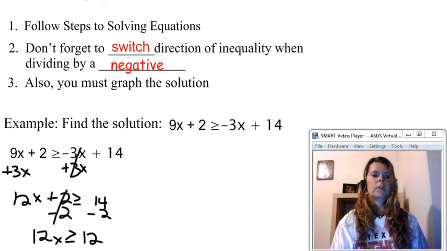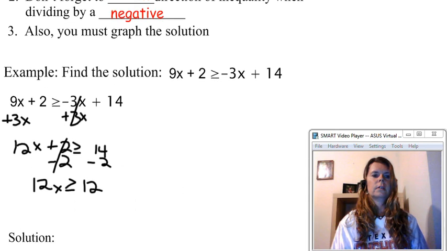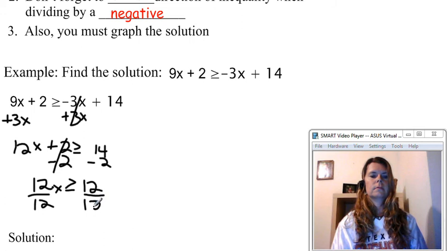Okay, so now what do we do? Tell your teacher. You all know what to do. You have to undo this times. So you divide both sides by 12. Okay, so these 12s cancel, and so the x is by itself. And it's greater than or equal to.